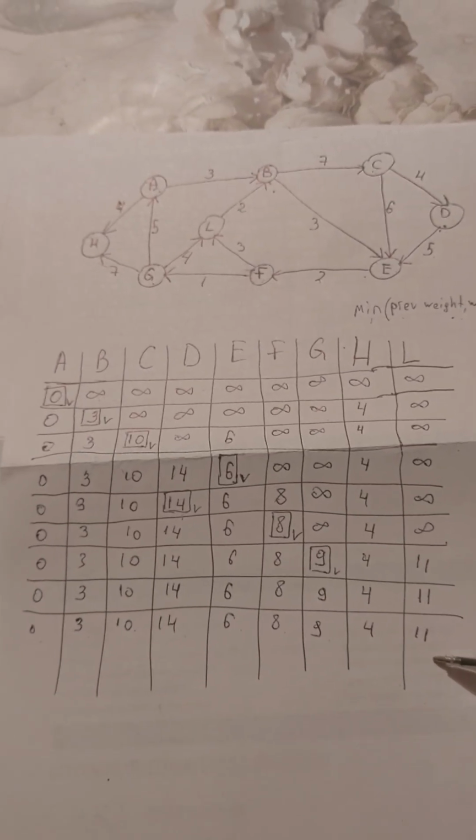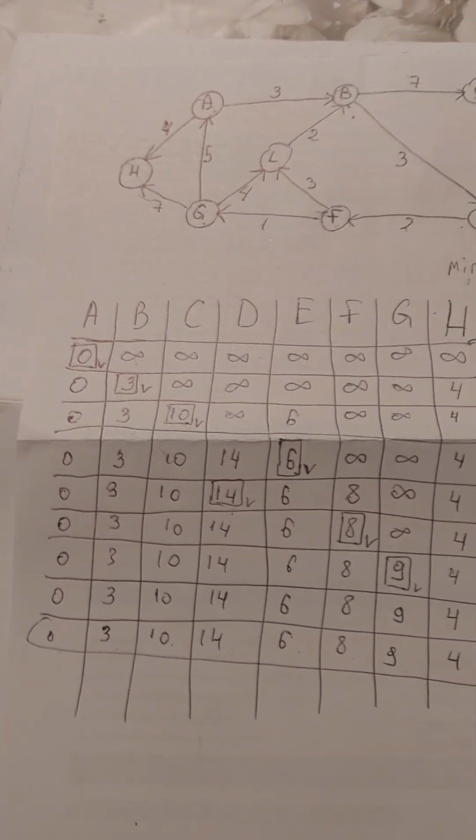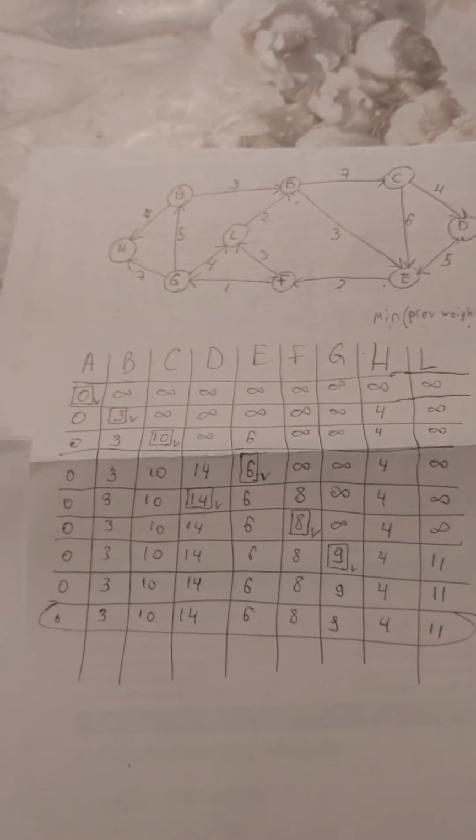So thank you for your attention. The last row is our final shortest path to each vertex from source A.